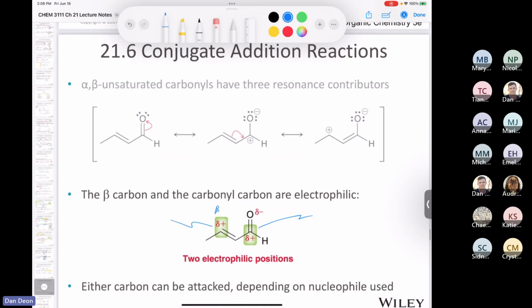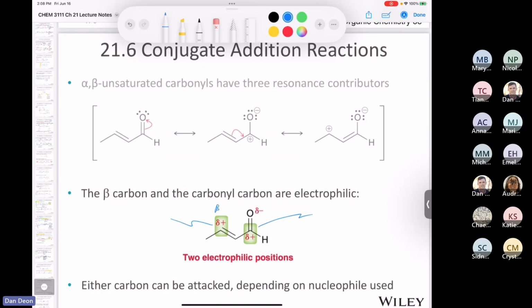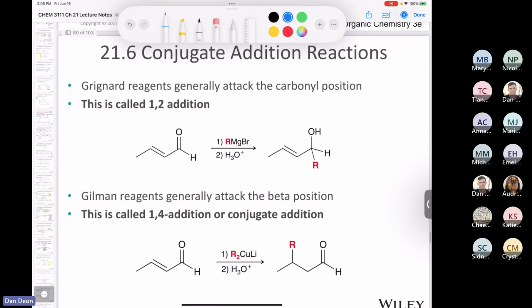Whether the carbonyl carbon or the beta carbon is going to undergo a nucleophilic attack is going to depend on the type of nucleophile that's used. So let's take a look at this. It just so turns out that if you take an alpha beta unsaturated ketone, like we have here, and you treat that with a Grignard reagent, it reacts at the carbonyl carbon. We call that 1,2 addition, and you can imagine why. If you call this atom 1 and this atom 2, you add an R group to atom 1, and then you add a hydrogen to atom 2, like that. So they're next to each other. So we call that 1,2 addition.